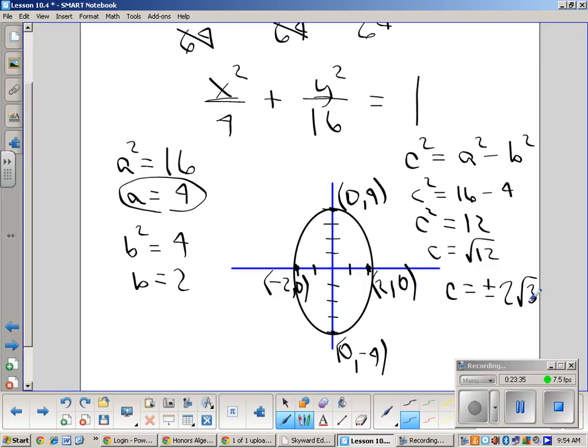So that is how far it is from the center to the focus. So square root of 12, that's like between 3 and 4, isn't it? Probably pretty close to halfway between. So 1, 2, 3, 4. So it's going to be right in here somewhere. These are where my 2 foci go. And the coordinates of this are going to be 0, 2 square root of 3, and 0, negative 2 square root of 3. Those are my foci.